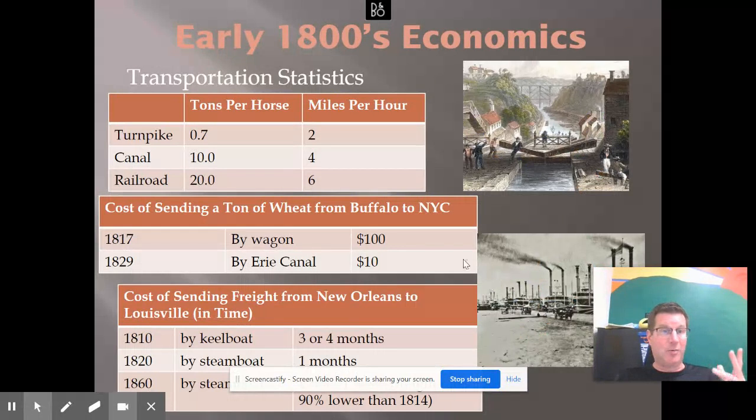And I get it, going 6 miles an hour or 4 miles an hour isn't that fast, but it's a lot faster than trying to struggle on a turnpike, or even worse than a turnpike, a rural road. So we get our stuff around a lot faster and a lot cheaper.